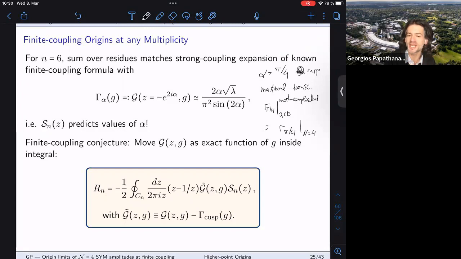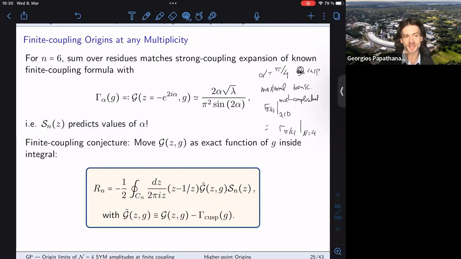There were also some loose ends that I did not mention. These loose ends are that, in fact, this procedure only gives you a subset of all the origin limits, the cornucopia of origin limits I told you, not all of them. Up to 8 points, we showed that if you know the remainder function in one of these regions, you can also obtain it in all the rest. But it's unclear if this also persists at higher points.